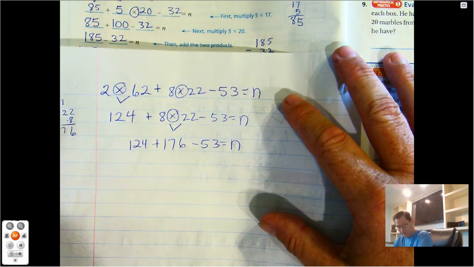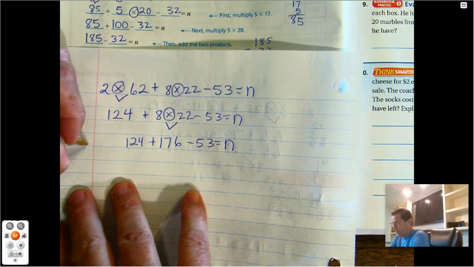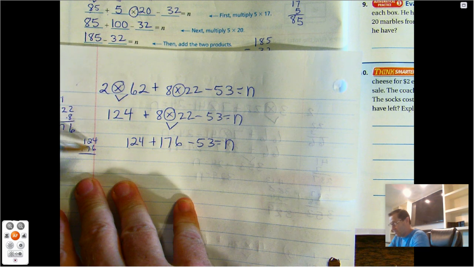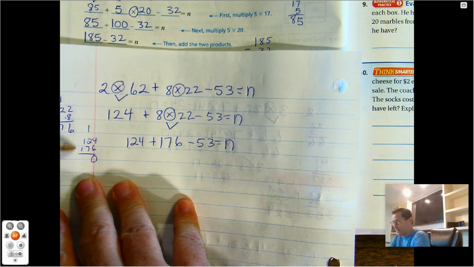124 plus 176. 6 ones plus 4 ones is 10 ones. Regroup that as 1 ten. 7 tens, 2 tens, 1 more ten is 10 tens, or regroup that as 100. So we get 300.